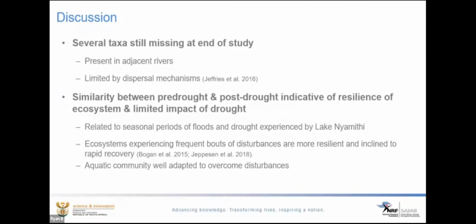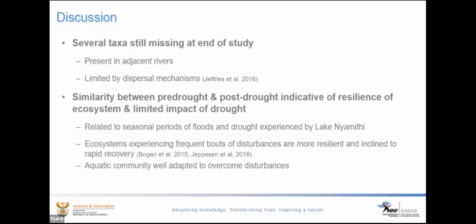Several taxa were still missing at the end of the study. However, they were not completely absent or extinct because they were still present in the nearby water bodies, including the Pongola and Lesotho rivers. These taxa, including snails and fish, are greatly limited by their dispersal mechanisms and thus would require a flood for them to be able to truly re-establish in Lake Inyamiti.